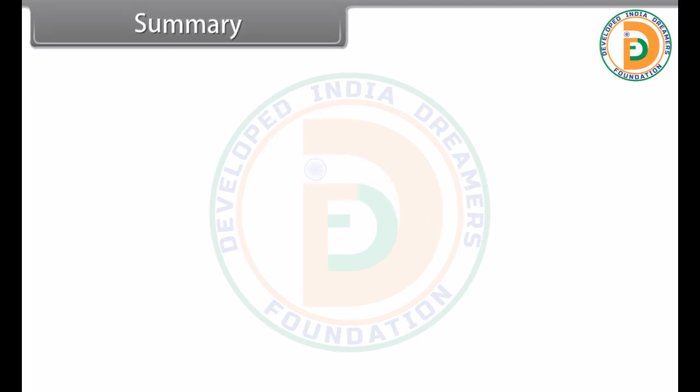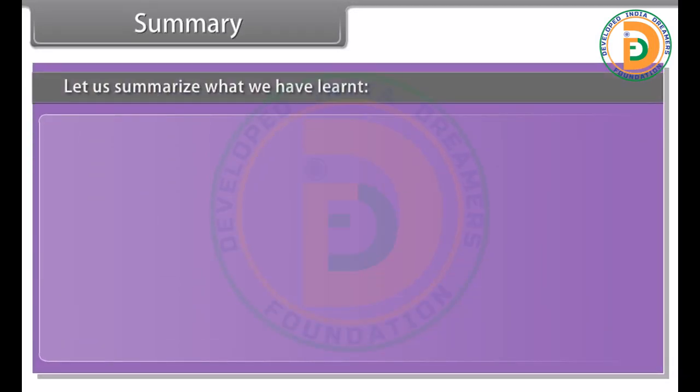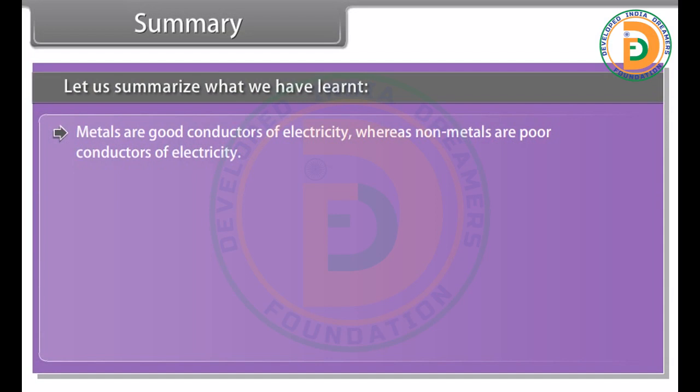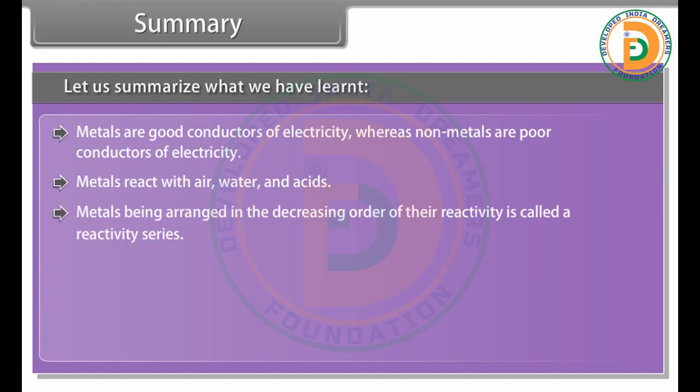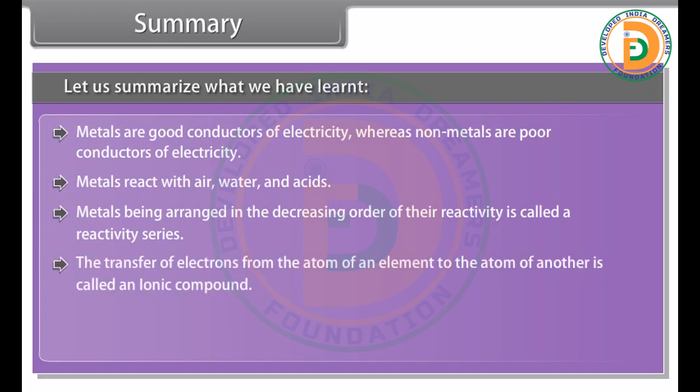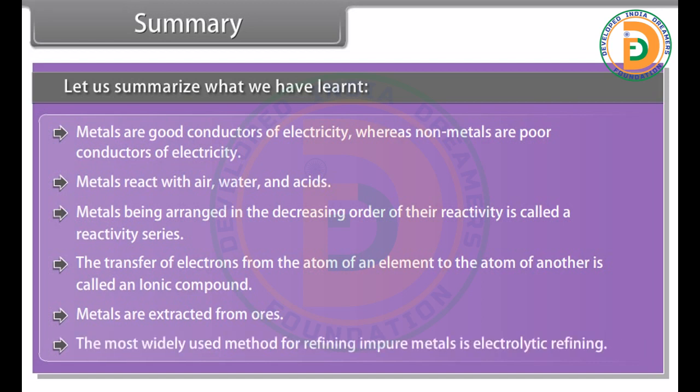Summary. Let us summarize what we have learned. Metals are good conductors of electricity, whereas non-metals are poor conductors of electricity. Metals react with air, water, and acids. Metals being arranged in the decreasing order of their reactivity is called a reactivity series. The transfer of electrons from the atom of an element to the atom of another results in an ionic compound. Metals are extracted from ores. The most widely used method for refining impure metals is called electrolytic refining.